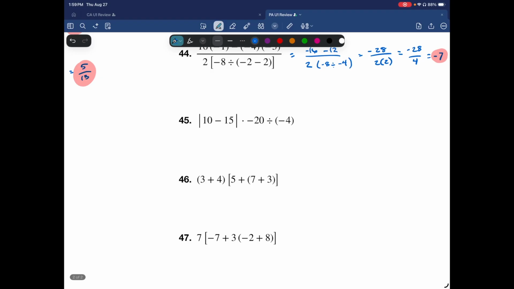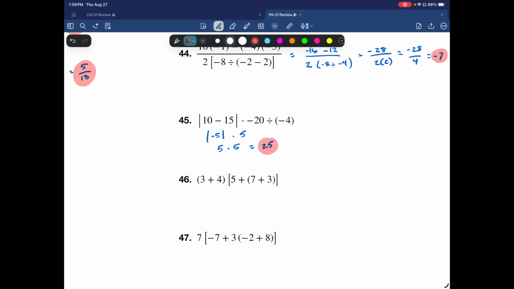Absolute values. All right, so you do the work inside. That's going to produce a negative 5 inside, but the absolute value will make that a positive answer when you drop the absolute value. All right, then you got the negative 20 divided by the negative 4. So that's going to be a positive 5. So this is going to be a positive 5 times positive 5, which is 25.